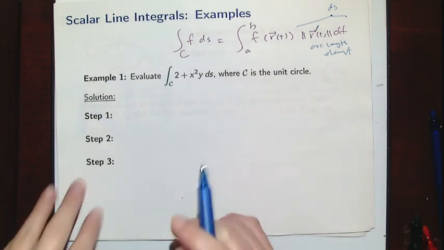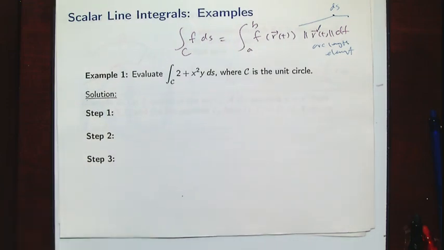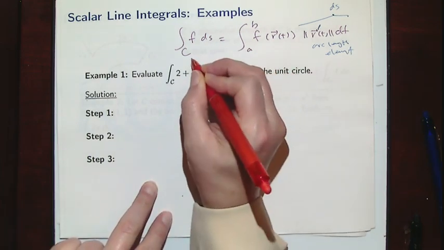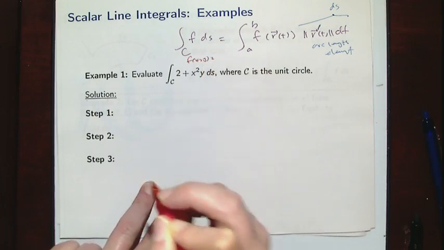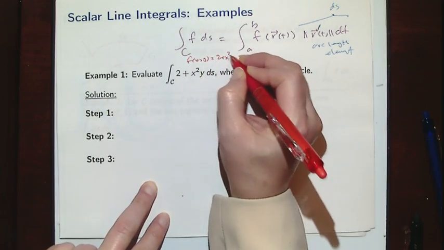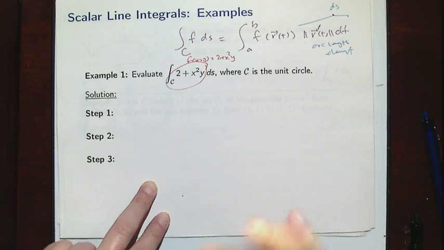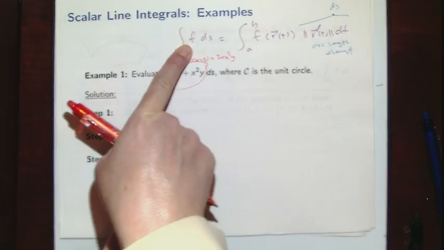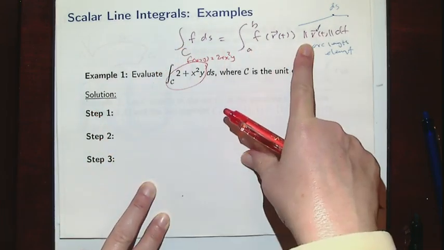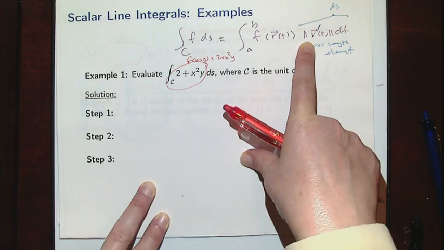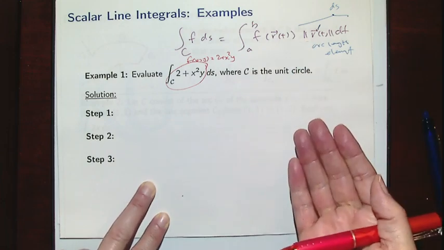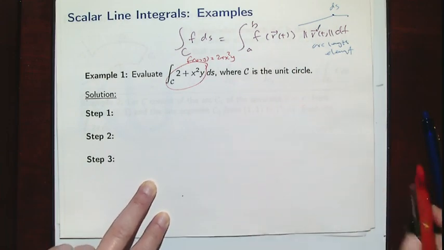Now, what is my f? f of x and y is 2 plus x squared y. That's exactly the same notation. If I want to compute this, I have to have a parameterization. Can you guys give me a parameterization?